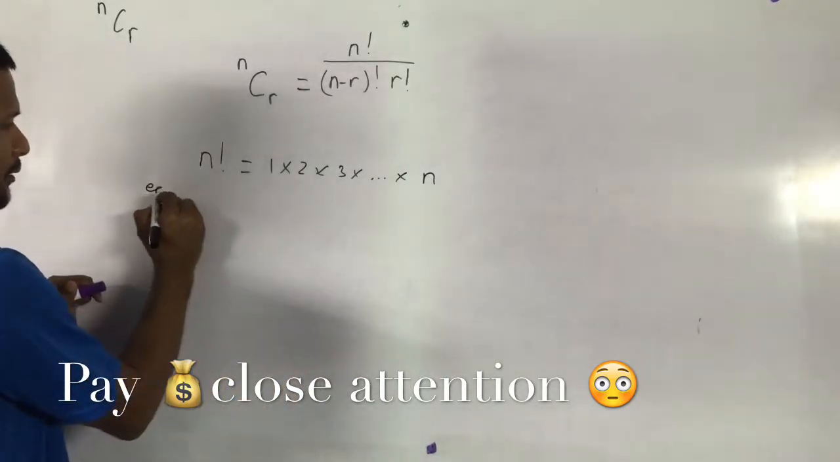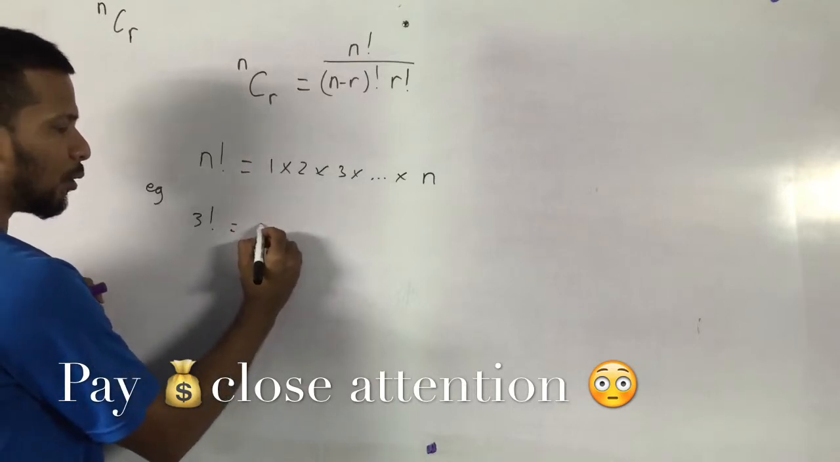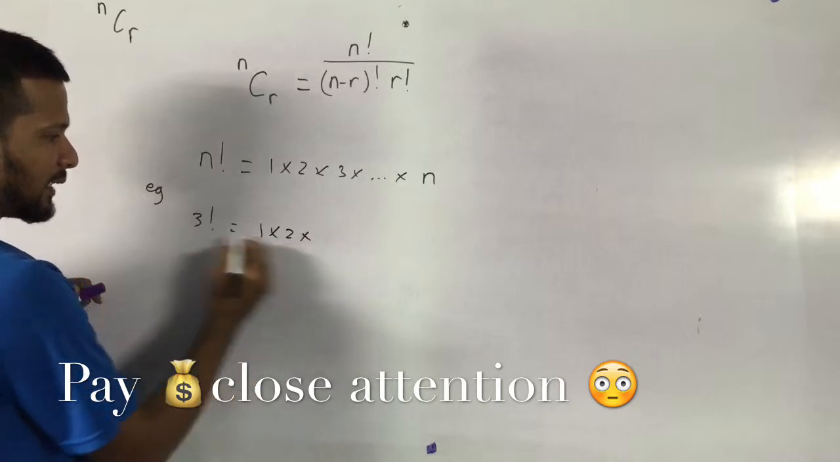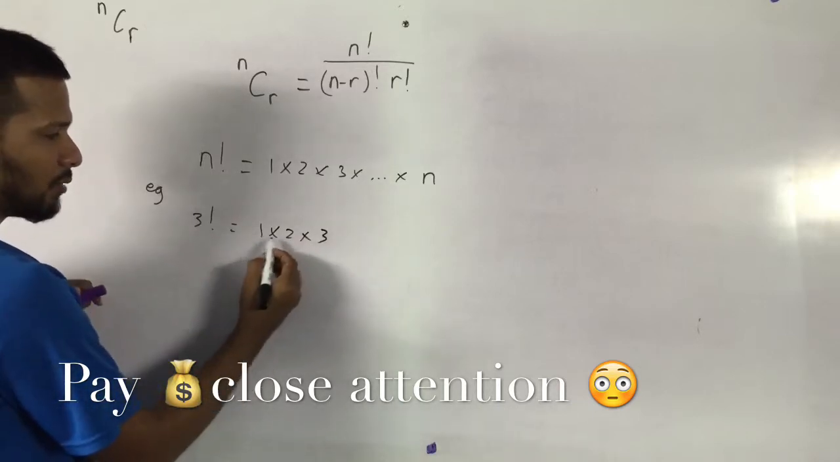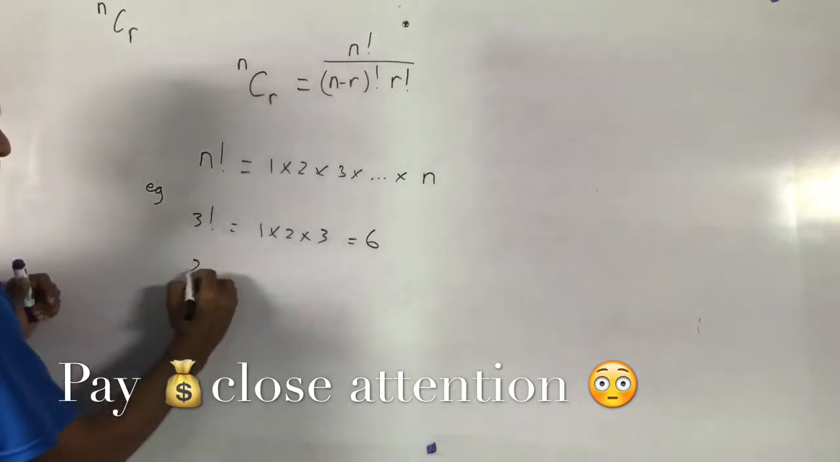Okay, so for example, what is 3 factorial? 3 factorial is all the values from 1 until n, which is 1 by 2. In this case, n is 3. So 1 by 2 by 3 is 6. Try the next one.